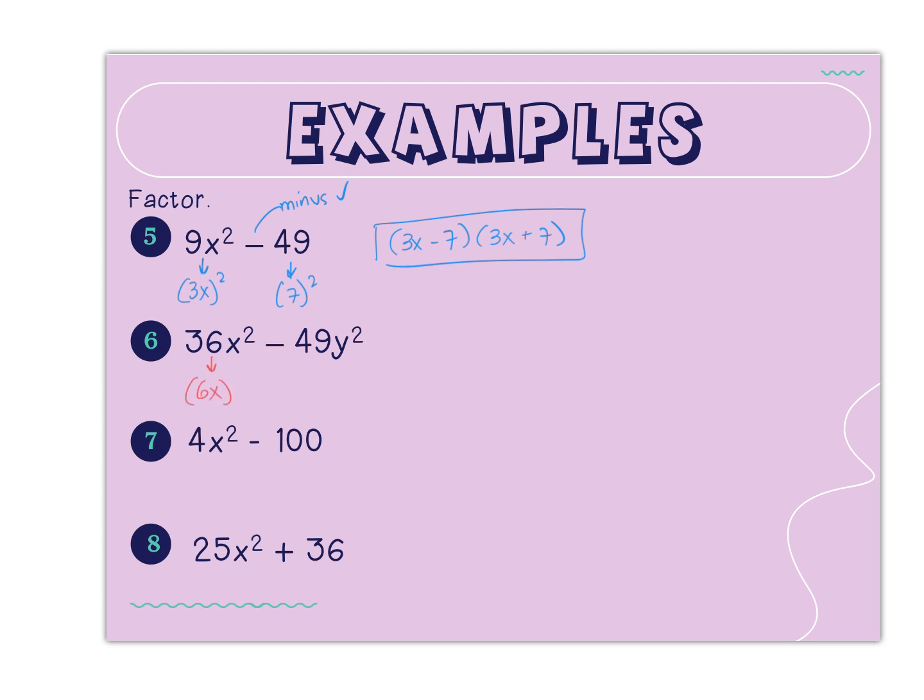Yes, this is 6x squared. Does this have a square root? Yes, this is 7y squared, and this is a minus. And so this, again, is a difference of squares. This is 6x plus 7y, and this is 6x minus 7y.